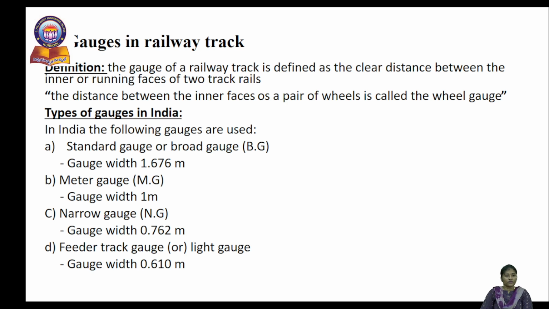So we have seen the distance between inner faces of any two pairs of the rails is called gauge length. In India, we mainly use four types of gauges: standard gauge, which is also called broad gauge, meter gauge, narrow gauge, and feeder gauge or light gauge. These are the four types of gauges which we in general use in our country.